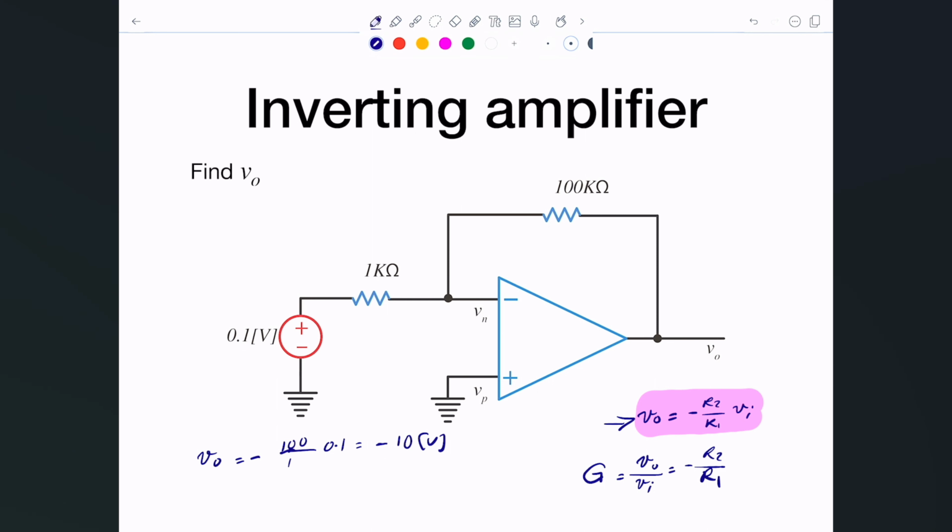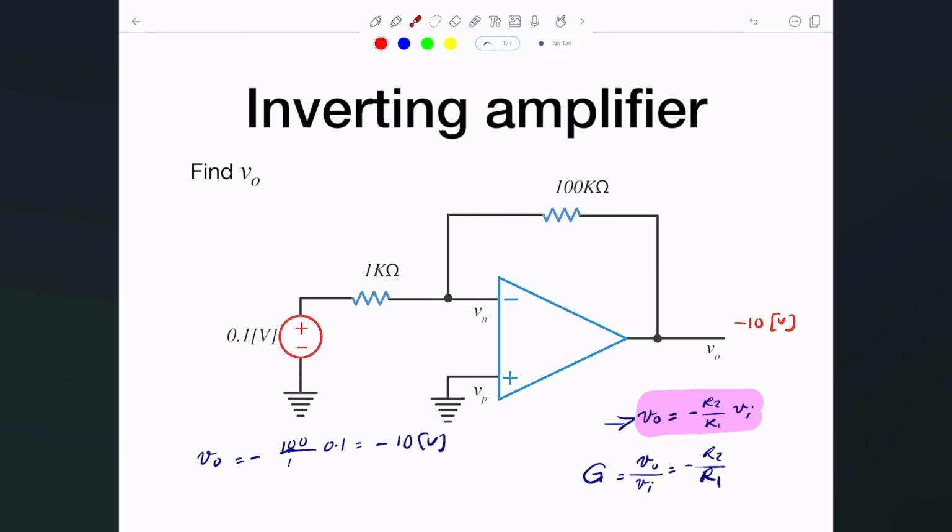So we now have negative 10 volts in here, so it actually inverted the sign of the input. And the other thing that you see in here is that we had an input of 0.1 volt and we got it expanded to 10 volts, and that's one of the usages of the inverting amplifier.